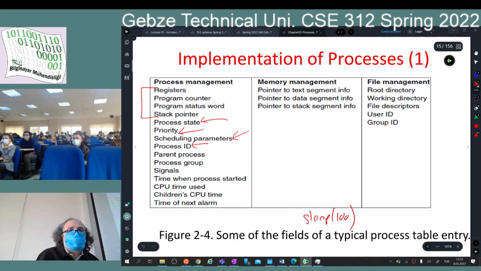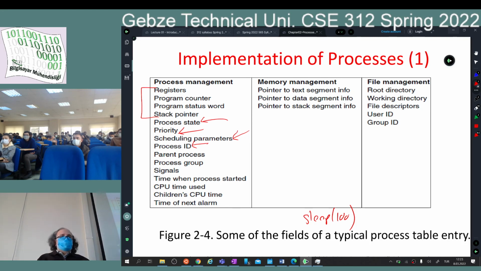Some memory management related stuff. I know that each process should keep some data in memory, but where is that data? So my pointer to the data segment, stack segment, text segment, etc. They all have to be kept in my process table. And file management related stuff. For example, my working directory, my user ID, my group ID, so that I can adjust my privileges, etc. So all those kinds of information.